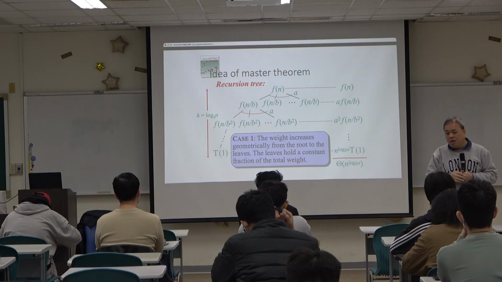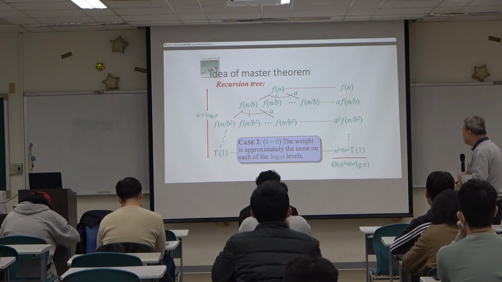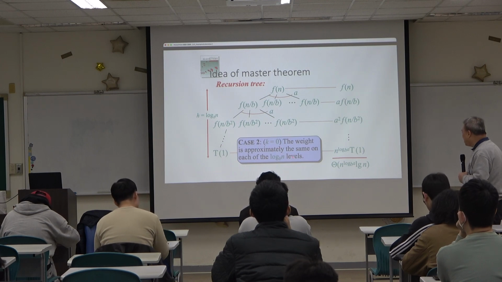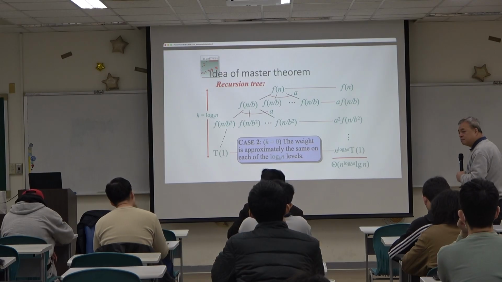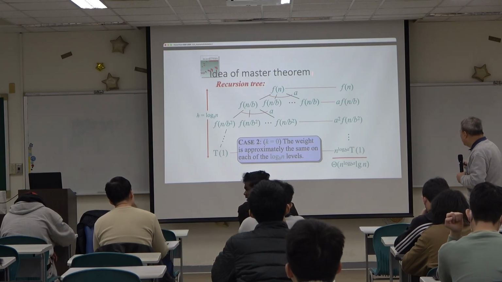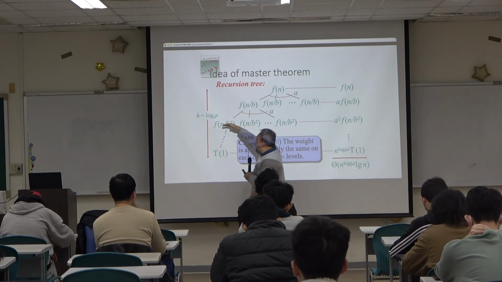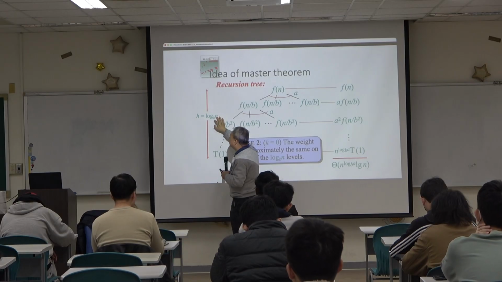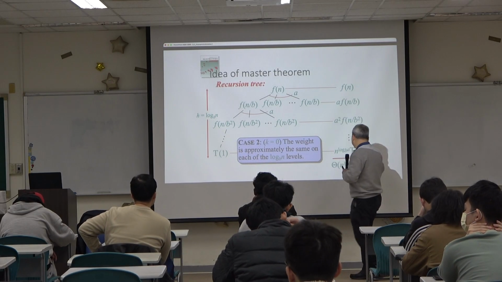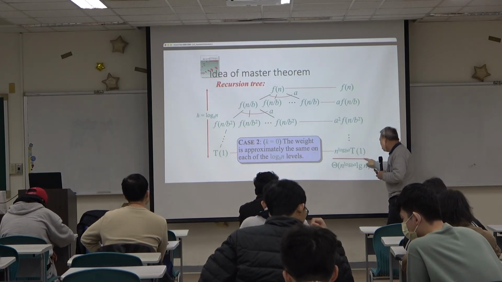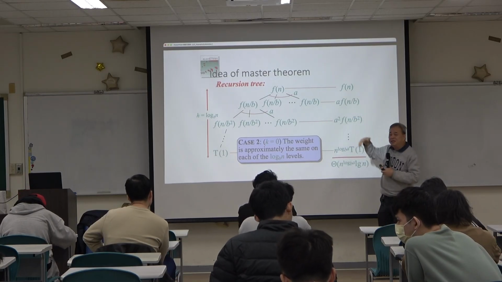Another case, case 2. Case 2 is where the weight is approximately the same for each level. So each level is roughly the same, and the number of levels is log base b of n. So the result is this one times log base b of n. Each level is roughly the same.